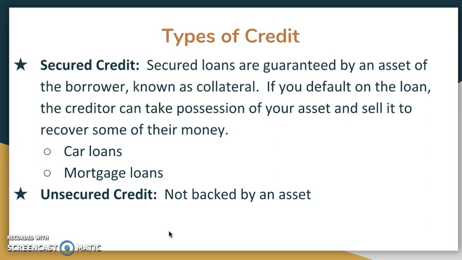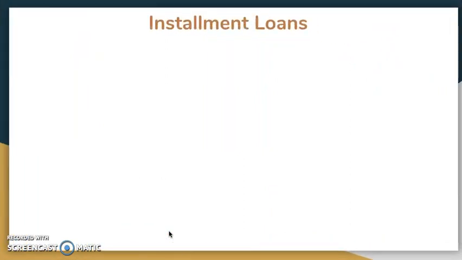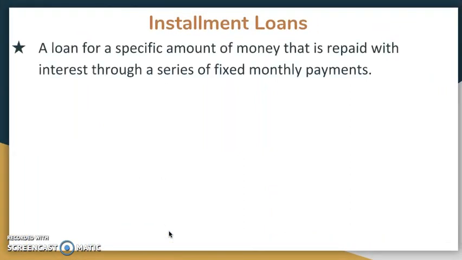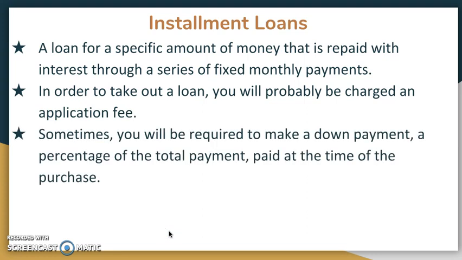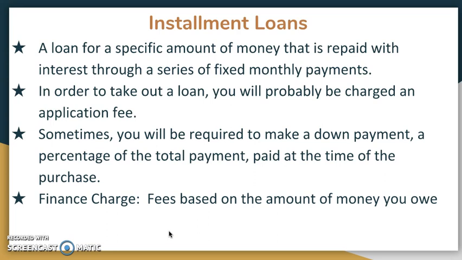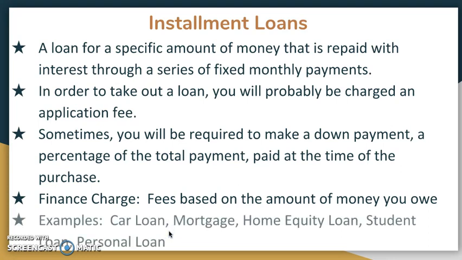Unsecured credit is not backed by an asset, such as credit cards and student loans. Installment loans are loans for a specific amount of money that is repaid with interest through a series of fixed monthly payments. In order to take out a loan, you will probably be charged an application fee. Sometimes you will be required to make a down payment, a percentage of the total payment paid at the time of purchase. You will also be charged finance charges, which are fees based on the amount of money you owe.